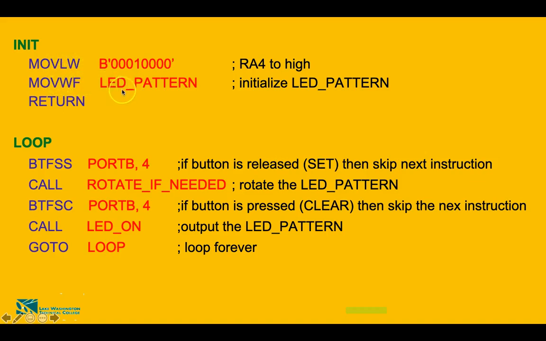And what is the name of the file register? The file register name is LED_pattern. So you remember in the beginning we defined two general purpose registers. One was flag_bit and the other was LED_pattern. So here comes the use of that general purpose register, and what we are trying to do is to move the value from the working register, this literal number, into this general purpose register.